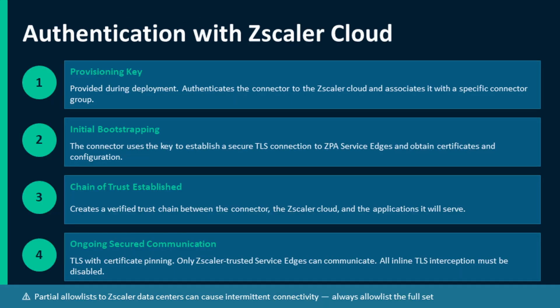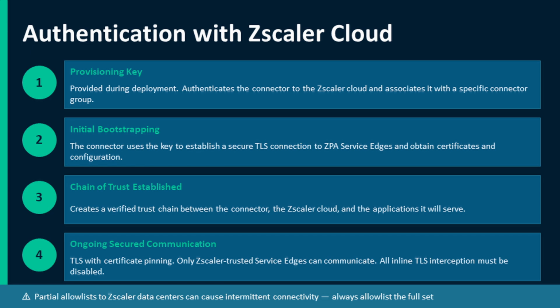Every app connector goes through a secure, 4-step process to establish trust with the Zscaler cloud. Step 1, you provide a provisioning key during deployment. This key authenticates the connector and ties it to a specific connector group. Step 2, during initial bootstrapping, the connector uses that key to establish a TLS connection to ZPA service edges, where it receives certificates and its full configuration.